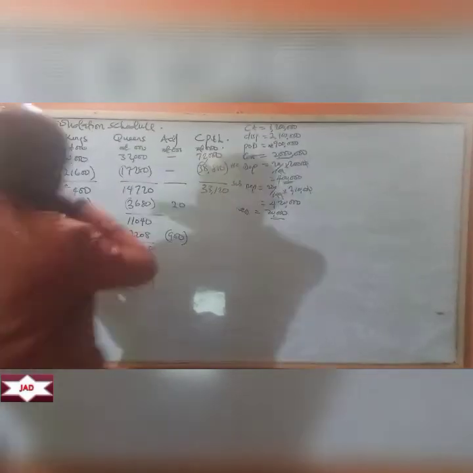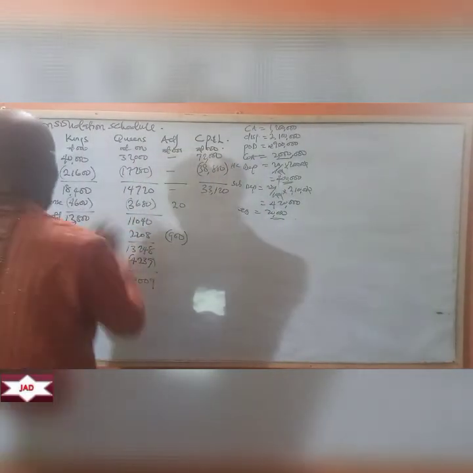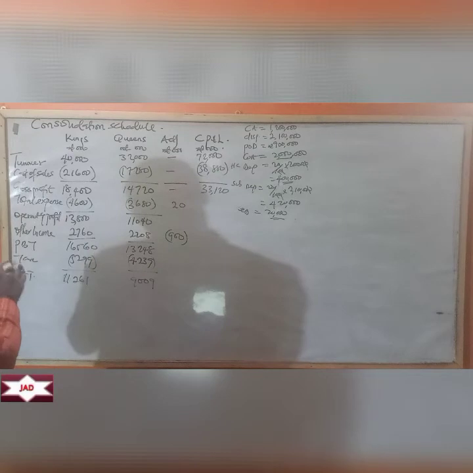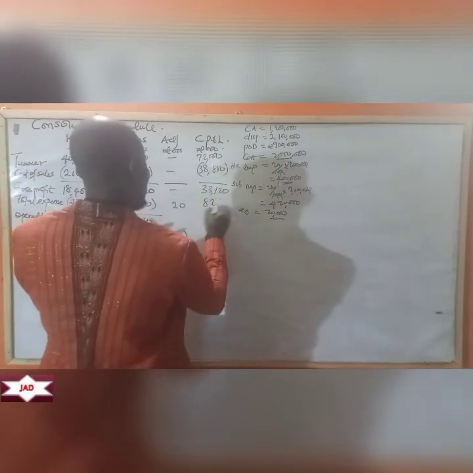Okay, that's it. So there's nothing here. At this level we have 4,600 plus 3,680 minus 20. Then we have 8,260.